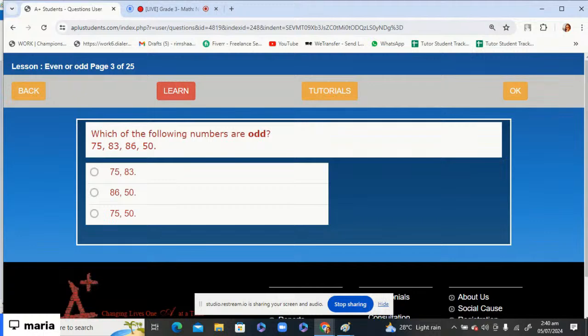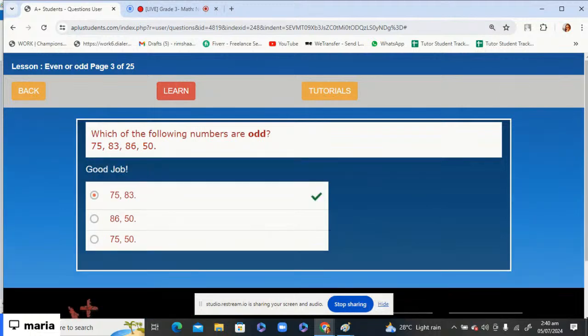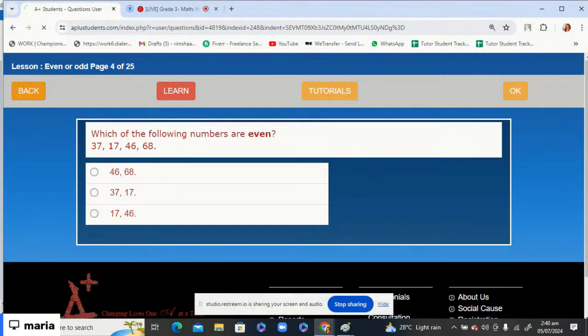So which of the following numbers are odd? Which of the following are odd here? 75, 83, 86, and 50. It's 75 and 83. Okay, now I hope you guys understand this lesson, so you can solve the rest of the test questions by yourself.